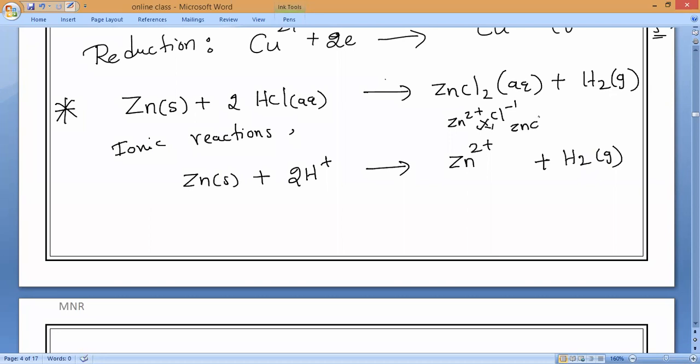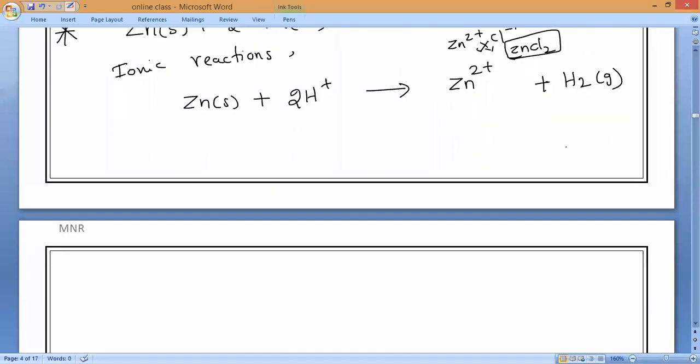Zinc chloride. So zinc is Zn2+. So zinc is losing 2 electrons and hydrogen is gaining 2 electrons. Yes or no? Now what is oxidation? Tell me. Who will say oxidation?